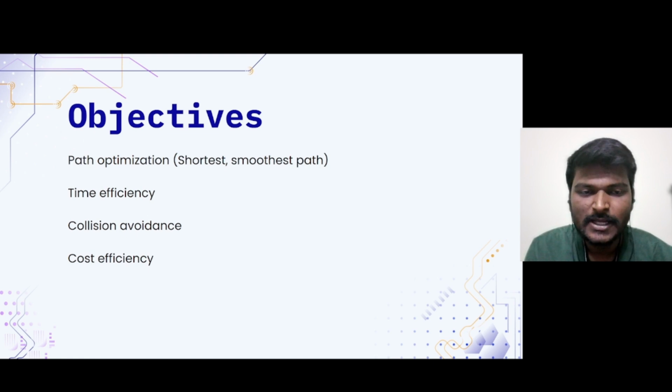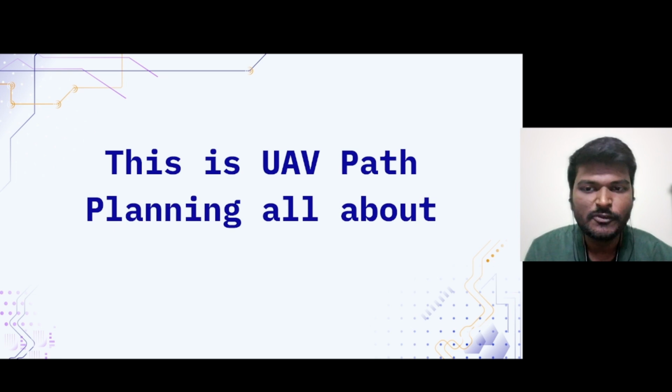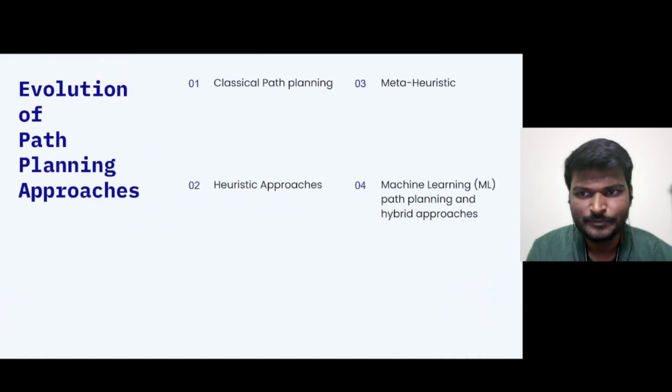Time efficiency: it should minimize the total time taken to reach the destination. Collision avoidance: navigate around obstacles and avoid collisions with static and dynamic objects in the environment. Cost efficiency: reduce the overall cost of the journey, maximizing profitability and reducing resource wastage. So this is what UAV path planning is all about, fulfilling the objectives and satisfying the constraints.